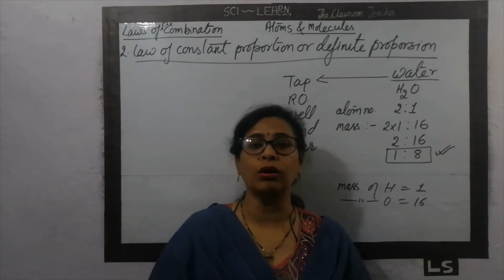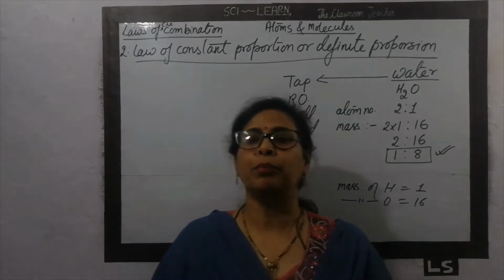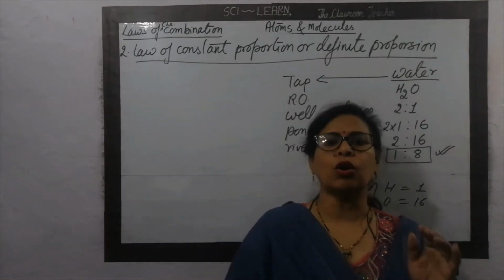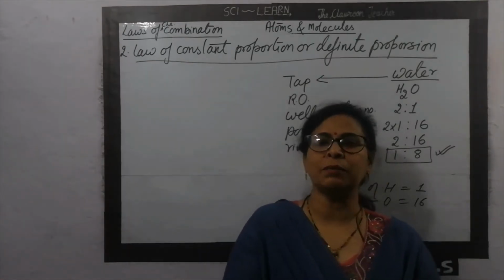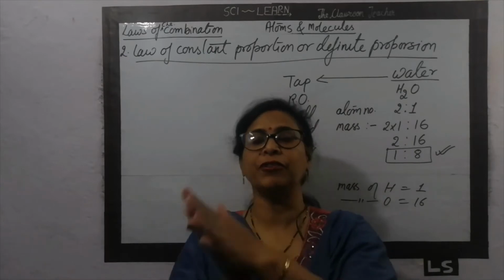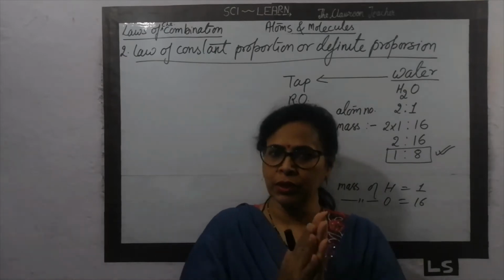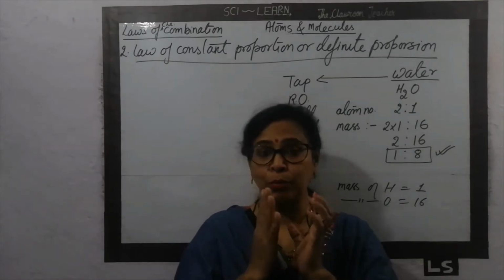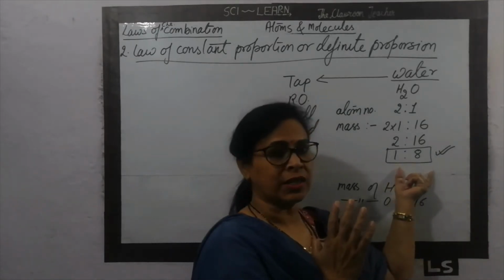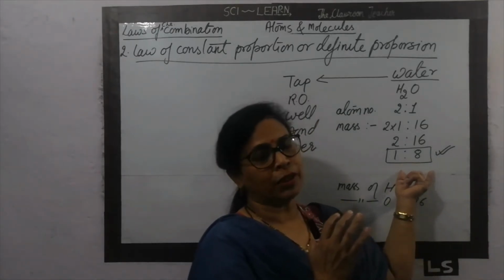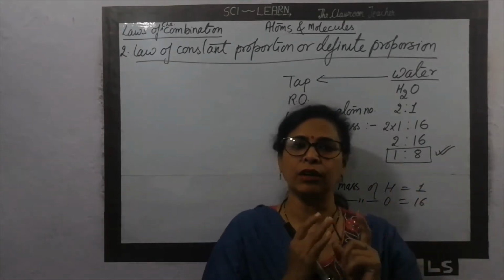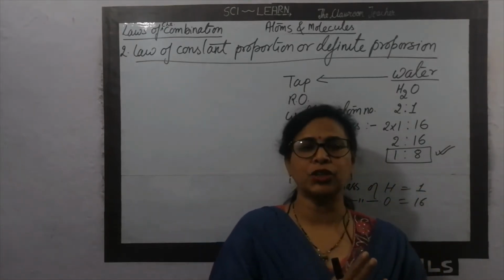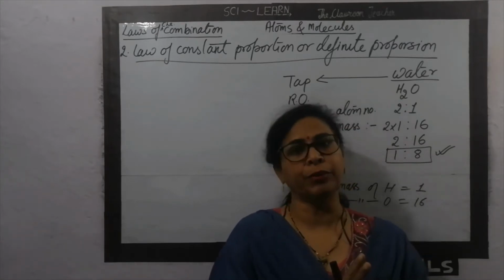That is the second law. According to this law, a pure chemical compound is always made up of the same elements combined together in a fixed proportion. The proportion will not change from place to place, and the proportion by mass is always fixed. So this is the second law of chemical combination that we call the law of constant proportion or definite proportion.